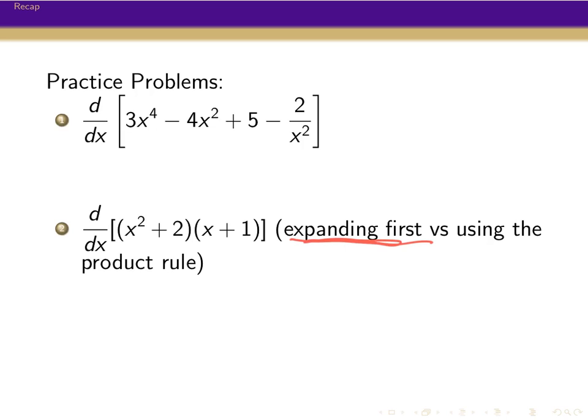And finally, we've got 3x squared minus 4 divided by x. So how can you think about this one as a product rule? What are the two functions here that are getting multiplied together?